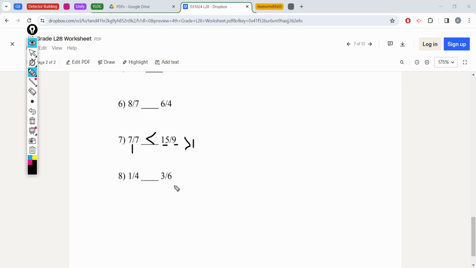And then for this last one, we can do this cool thing. We have 1/4 and 3/6. But 3/6 is an equivalent fraction of 1/2. And 1/2 is another equivalent fraction to 2/4. So we've converted it to something that has the same denominator, which allows us to compare more easily. You can see this one has a greater numerator, which means it's a greater number. So we once again have less than.